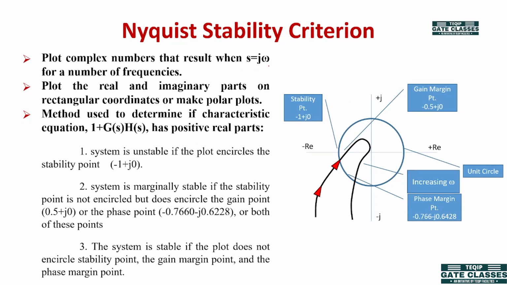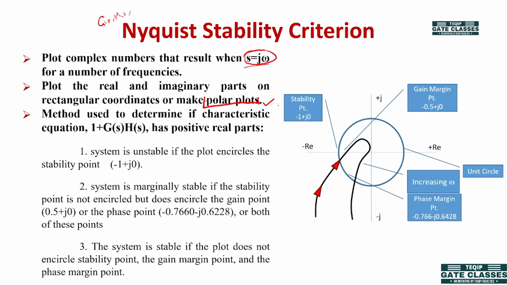So first step is, we have the open loop transfer function, that is G(s)H(s). First we replace this s by j omega, and then we draw the polar plot as we have studied in the previous lecture. Once we have this open loop transfer function, we draw the polar plot. Till this point the procedure is the same which we were using for drawing polar plots.